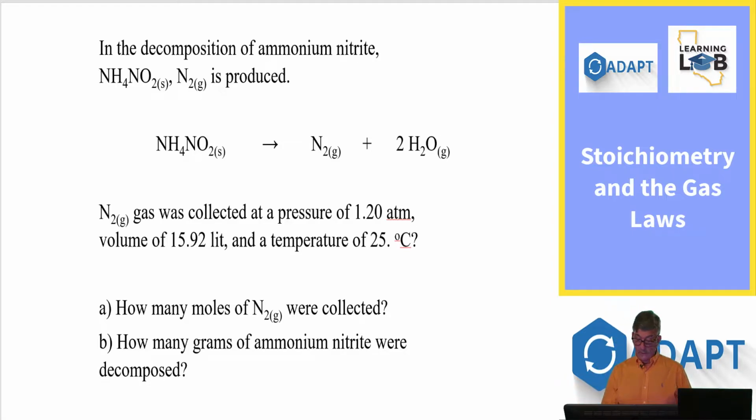We're given information on the N2 gas, the nitrogen. The gas was collected at a pressure of 1.2 atmospheres, a volume of 15.92 liters, and a temperature of 25 degrees C. Part A is how many moles of the gas was collected, and then how many grams of the ammonium nitrate reactant were required to decompose and generate that amount of nitrogen. So we have a stoichiometric problem, and the product in this case is a gas.